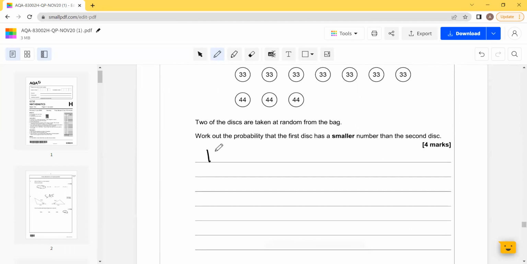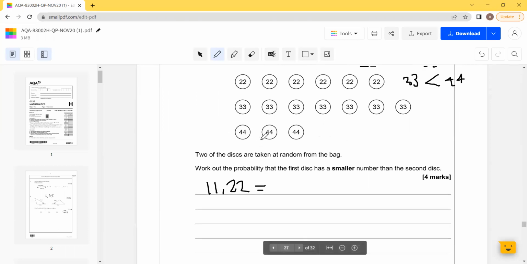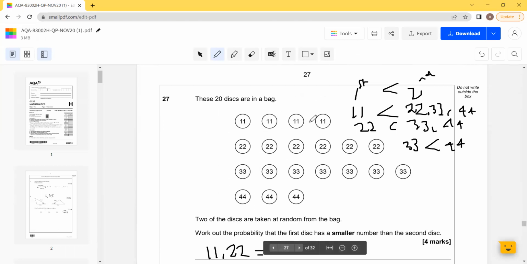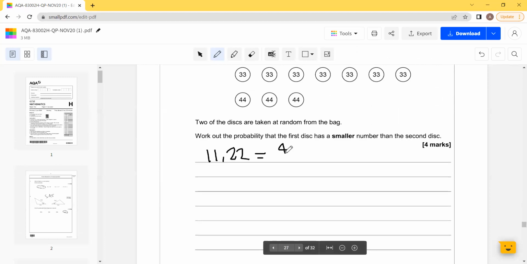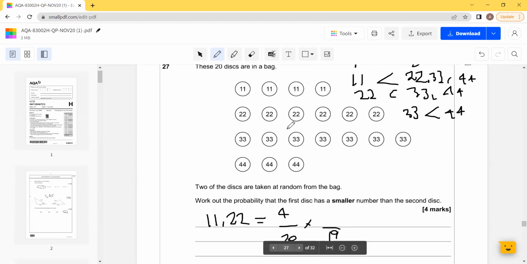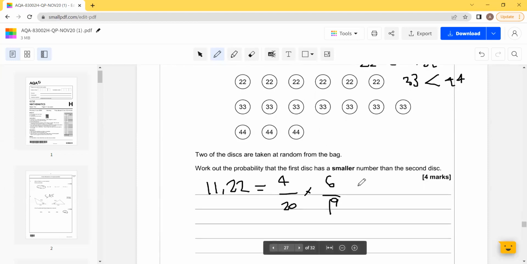So what's the probability of getting an 11 and then a 22? Well, the probability of getting 11 is 4 out of 20. And then getting a 22 after that. Now there are not 20 discs in the bag, there are 19, because we already took 1 out. And how many discs have the number 22? Well, 1, 2, 3, 4, 5, 6. So 6 over 19. So the probability is 24 over 380.